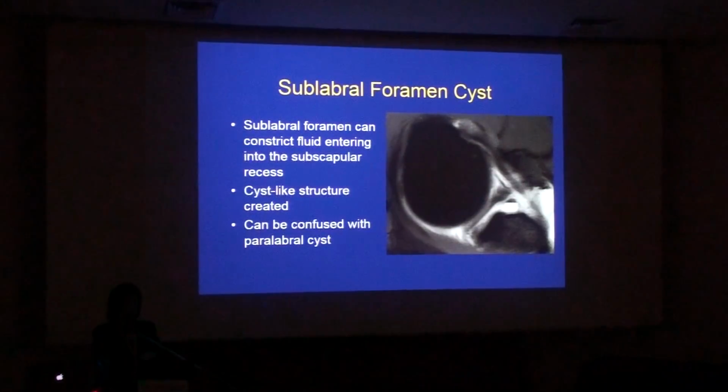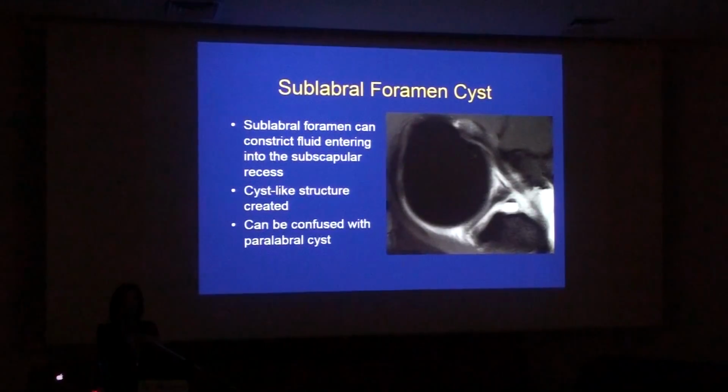Now sometimes, and we saw this for many years, but didn't really know what it was until I heard Jenny Bankart talk about it from NYU. You can get this fluid that kind of gets constricted through the sublabral foramen, and it goes into this area that's called the subscapular recess. It looks like a cyst.